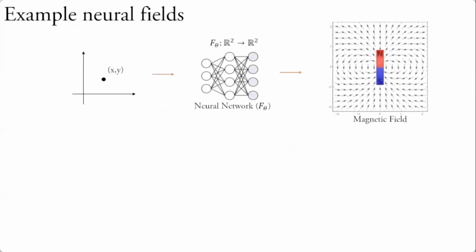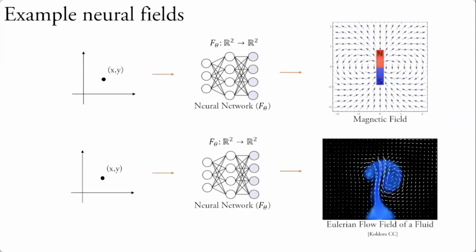Suppose we had input coordinates x, y, and some measurements of a magnetic field. Well, the neural field would simply take in the x and y coordinates and for that point predict the direction and magnitude of the magnetic field. Or it could be a vector representing the flow within a fluid. The neural network takes in an xy point and outputs again the direction and magnitude of the flow.